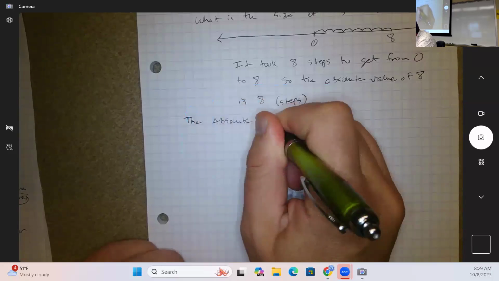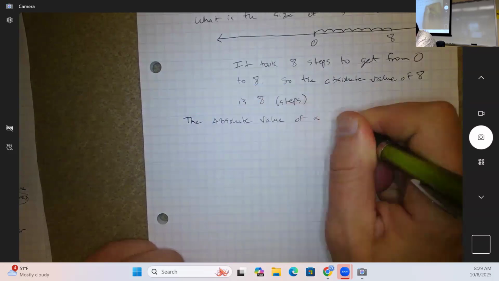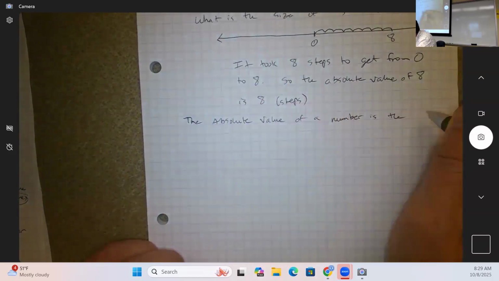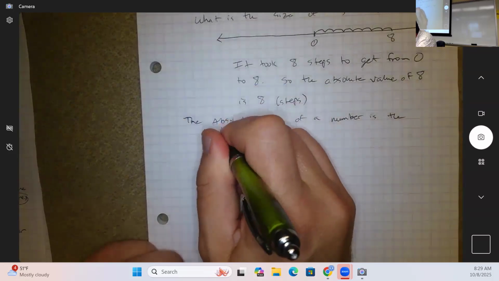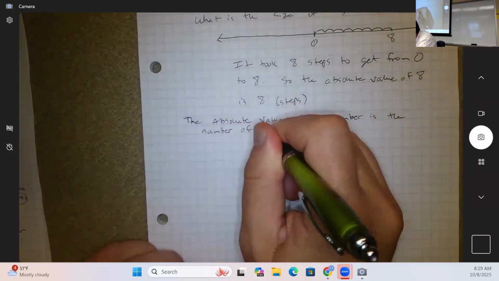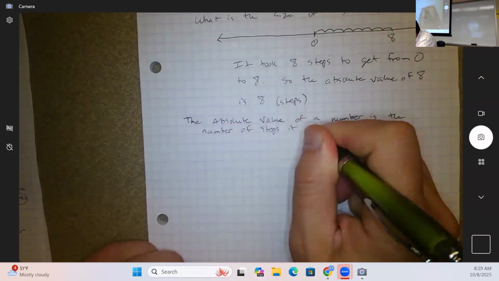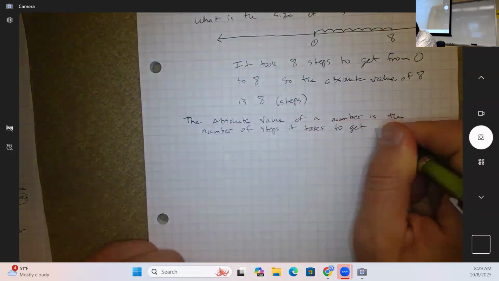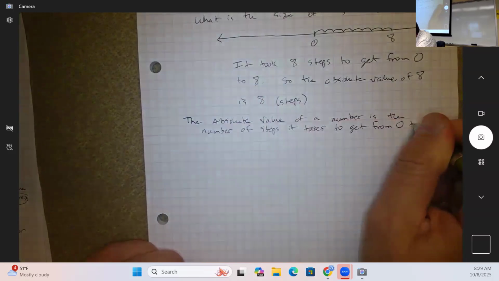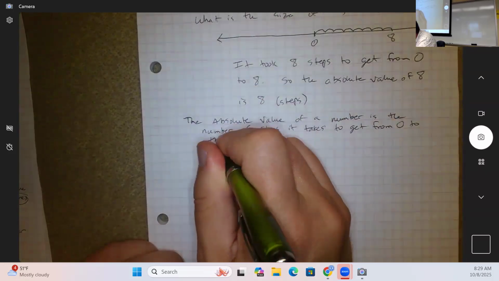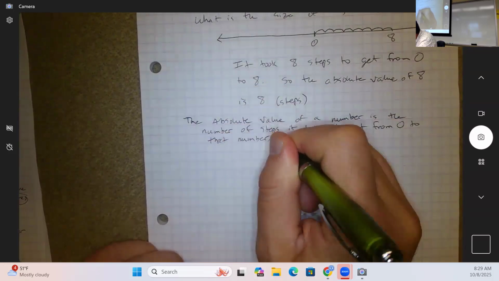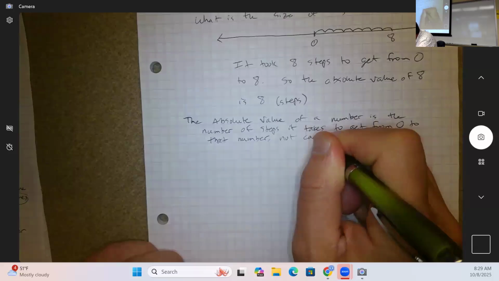The absolute value of a number is the number of steps it takes to get from 0 to that number, not caring about the direction.